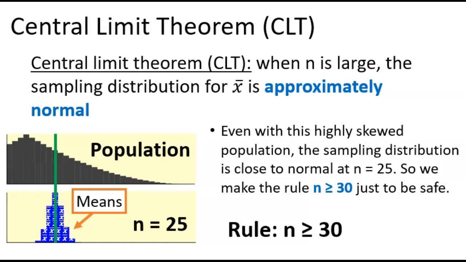What we use, and what generally is the given rule, is 30 is your target, right? If you can get greater than 30, you have a higher confidence that sampling distributions are going to be approximately normal. Does that mean that you can't assume or at least work with a sample of 25? Not at all, right? You could still do that.